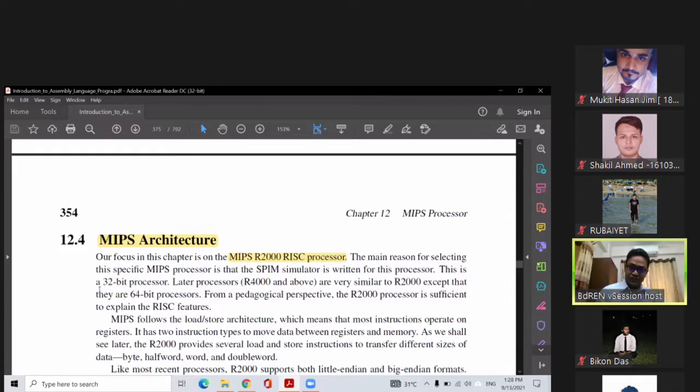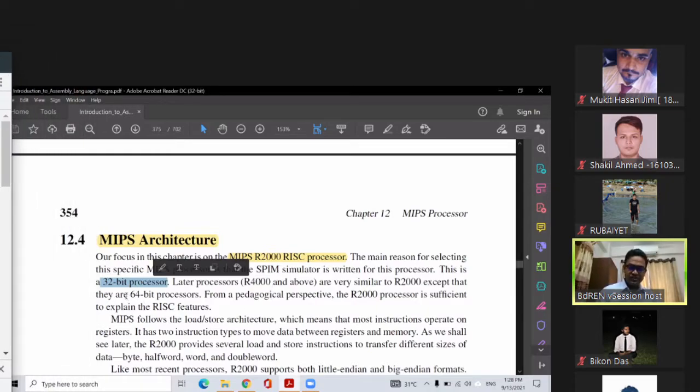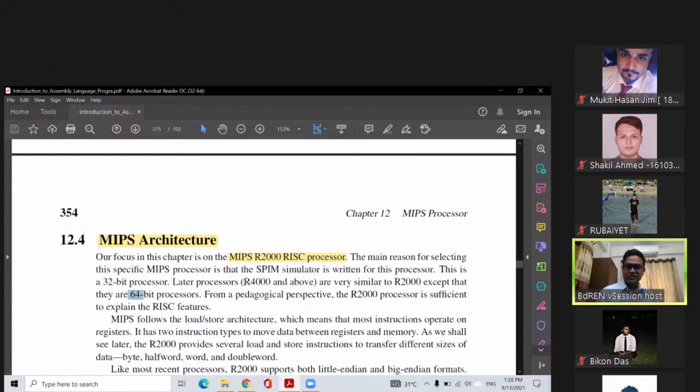So these are the 32-bit processors, MIPS R2000. There is another type of processor which is the 64-bit processor, which is R4000.